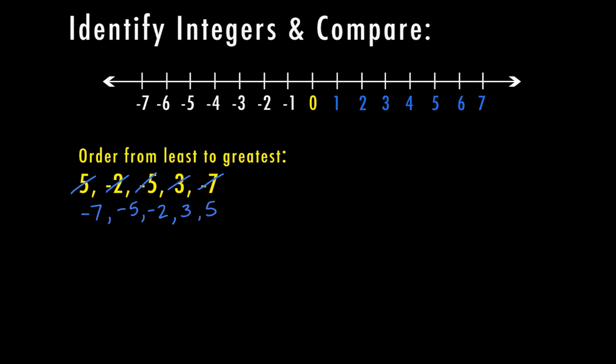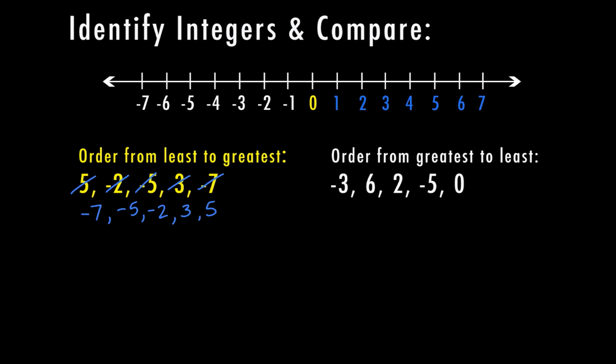Now if you notice, negatives, since they're the opposite of our whole numbers, which are our positive numbers, then when I'm putting them in order from least to greatest, it's going to work backwards. -7 is actually smaller than -5. So let's try another order from greatest to least this time.